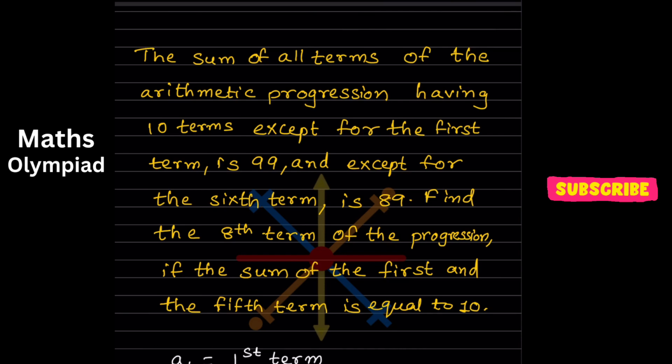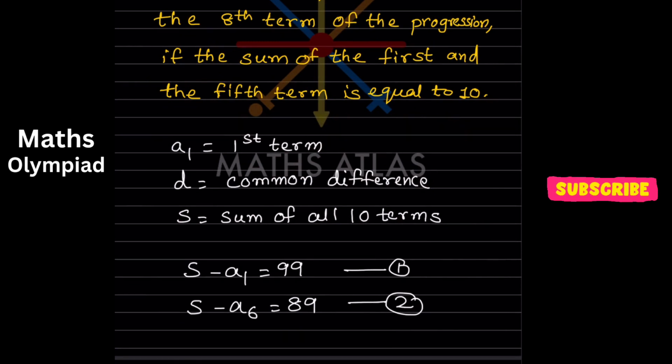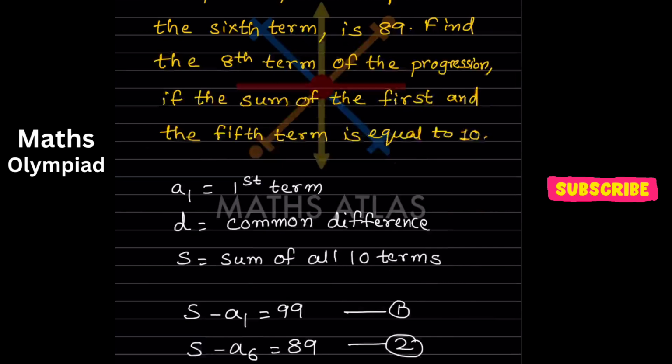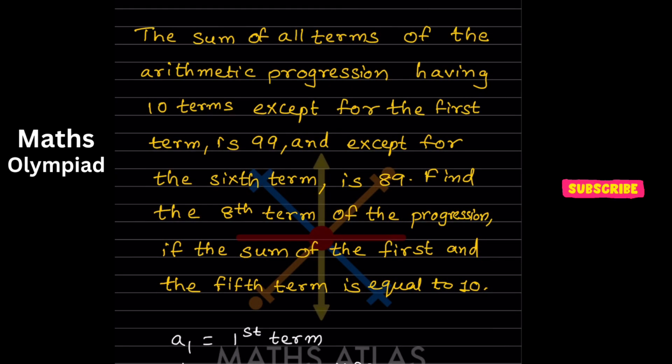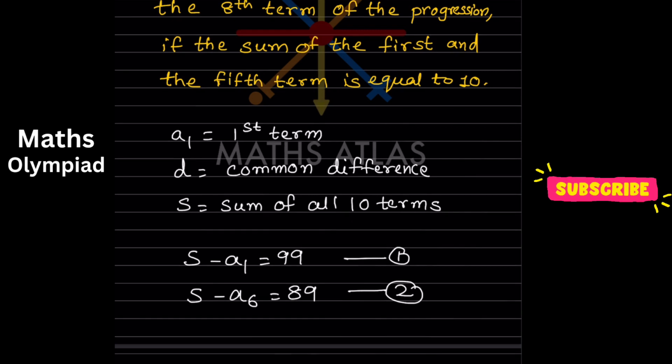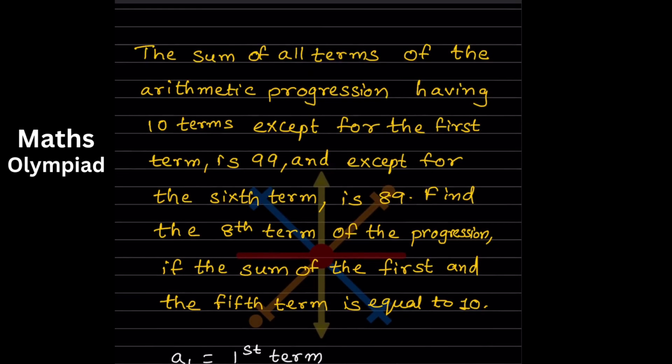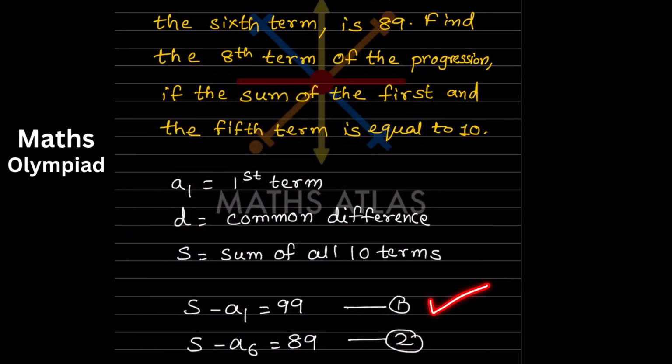So now let us see the first sentence, the sum of all terms of the arithmetic progression. So now we should know what these are. A1 denotes the first term. Wherever we write D, that is the common difference. S means the sum, because they have given 10 terms, so the sum of all 10 terms. So now let us write the first equation, what is given in the first sentence: the sum of all terms of the arithmetic progression having 10 terms except for the first term. So we start from S minus A1. We are not going to consider the first term. That is given as 99. Let us consider that as equation number 1.